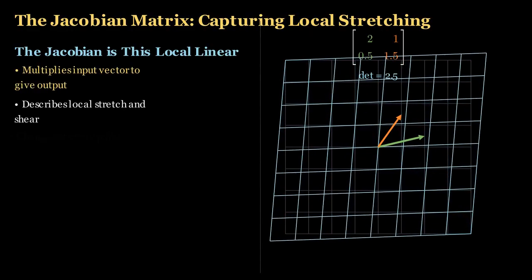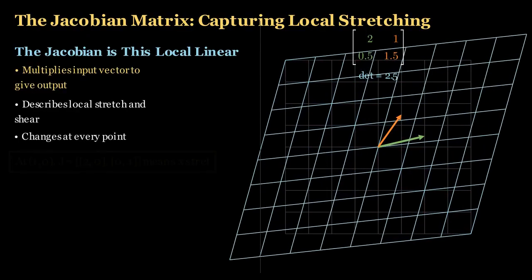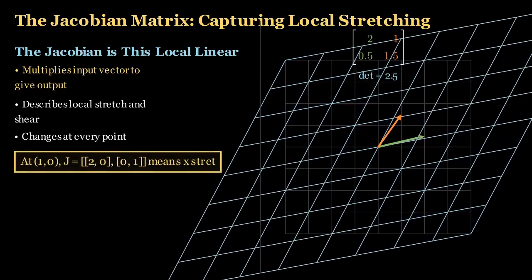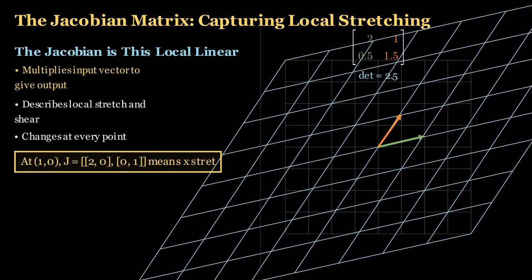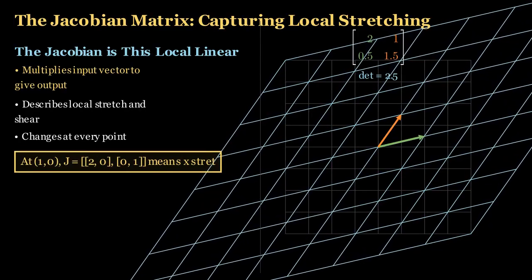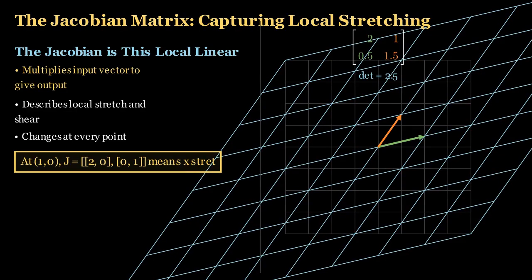Multiply it by a tiny input step, and you get the output change, the same linear map we saw when zooming in. It captures all the local stretching and shearing at that exact point.